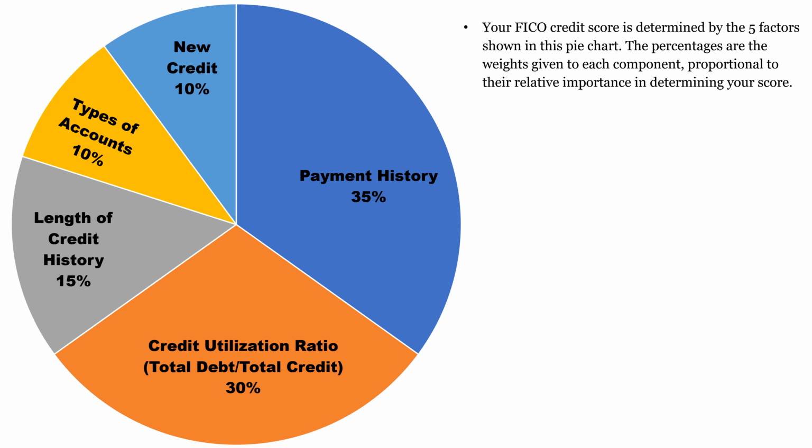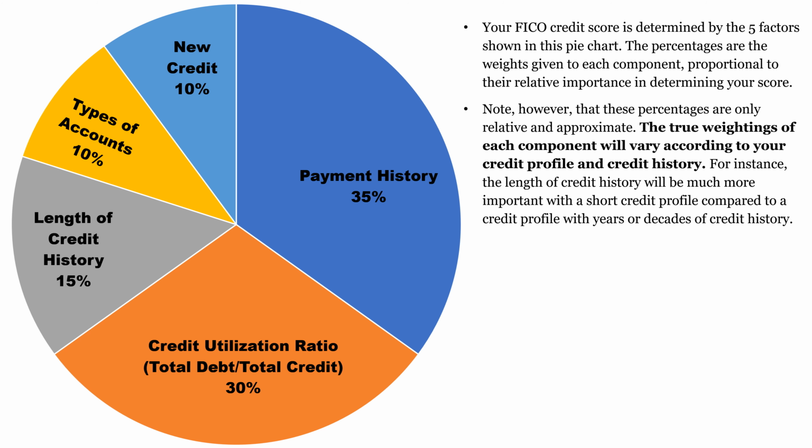Your FICO credit score is determined by the 5 factors shown in this pie chart. The percentages are the weights given to each component, proportional to their relative importance in determining your score. Note, however, that these percentages are only relative and approximate. The true weightings of each component will vary according to your credit profile and credit history. For instance, the length of credit history will be much more important with a short credit profile compared to a credit profile with years or decades of credit history.